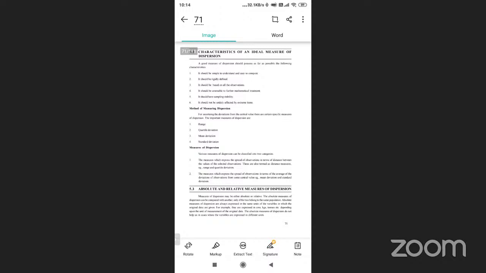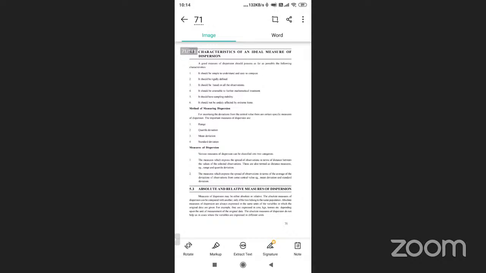Whether it is less dispersion or more dispersion is known as dispersion. A good measure of dispersion should possess as far as possible the following characteristics. It should be simple to understand and easy to compute, and it should be readily defined. It should be based on all the observations. It should be amenable to further mathematical treatment. It should have sampling stability. It should not be unduly affected by extreme items. So these are the characteristics of an ideal measure of dispersion.